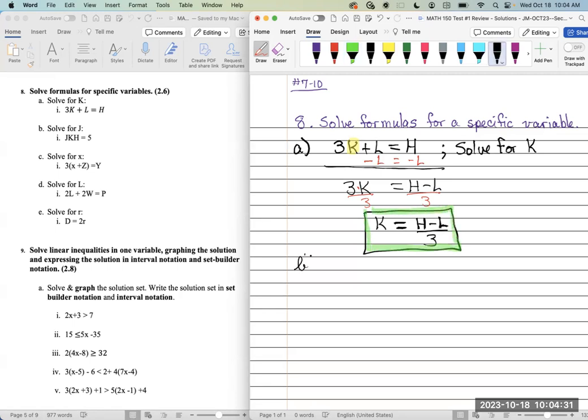B, solve for J. Given J times K times H equals 5, your goal is to get J by itself. What's blocking that goal is the fact that it's being multiplied by KH. So you divide both sides by KH. Your final answer, J, is the same thing as 5 divided by K times H.